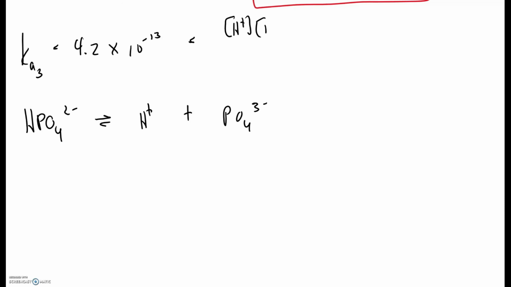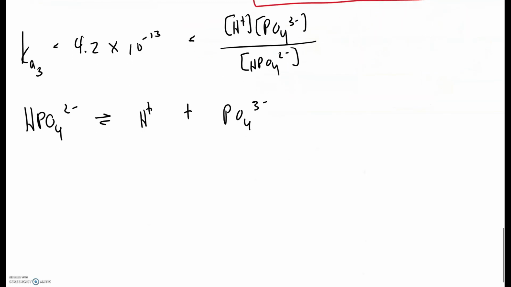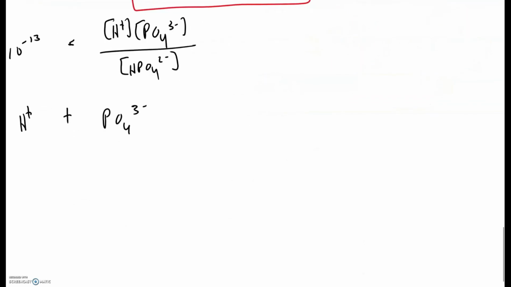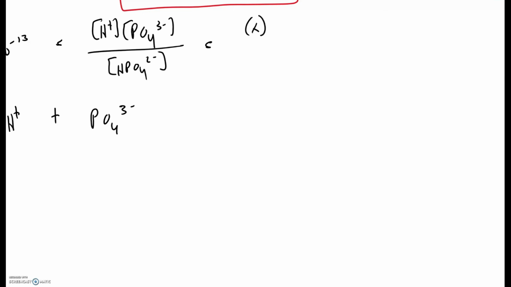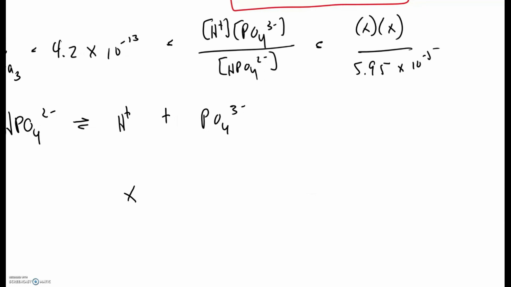H plus and PO4 3 minus on the top. And this is going to be HPO4 2 minus, which was your answer from the previous step. So let's plug that in. These are all going to be equal to x on the top. So x, and this is the answer from the previous problem, 5.95 times 10 to the negative fifth. So I'm going to solve for x. Through the magic of technology, I will get my answer instantly. And I get 5 times 10 to the negative ninth.